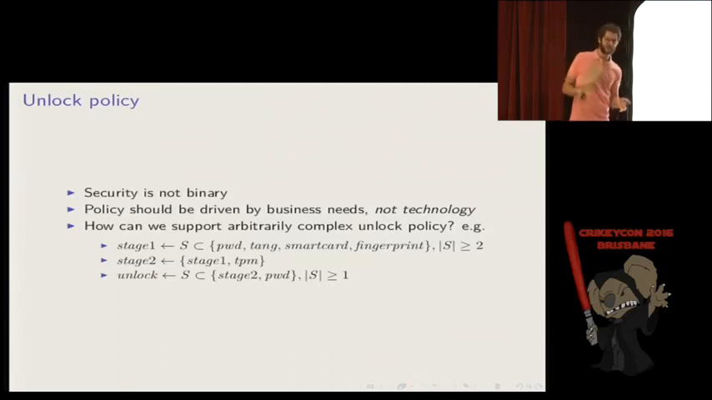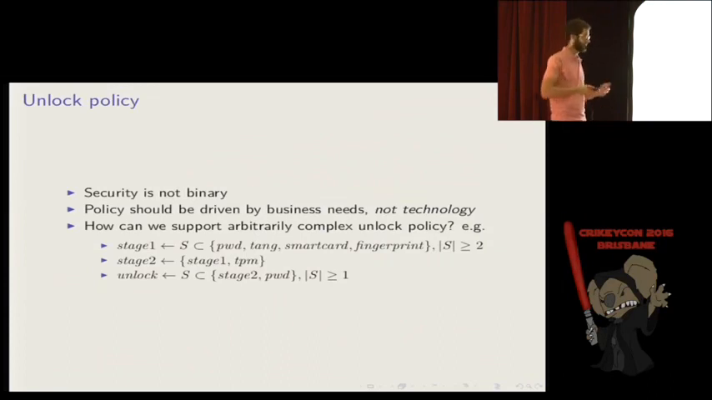So we come to the question now of unlock policy, right? Security is not binary. It's a sliding scale of risk and convenience. And it shouldn't be up to the technical programs that we use, the software that we use, to determine what the security policy should be. Rather, the organizations or individuals should determine their security needs, and hopefully the software can conform to or implement the sorts of policies that organizations want when it comes to security.